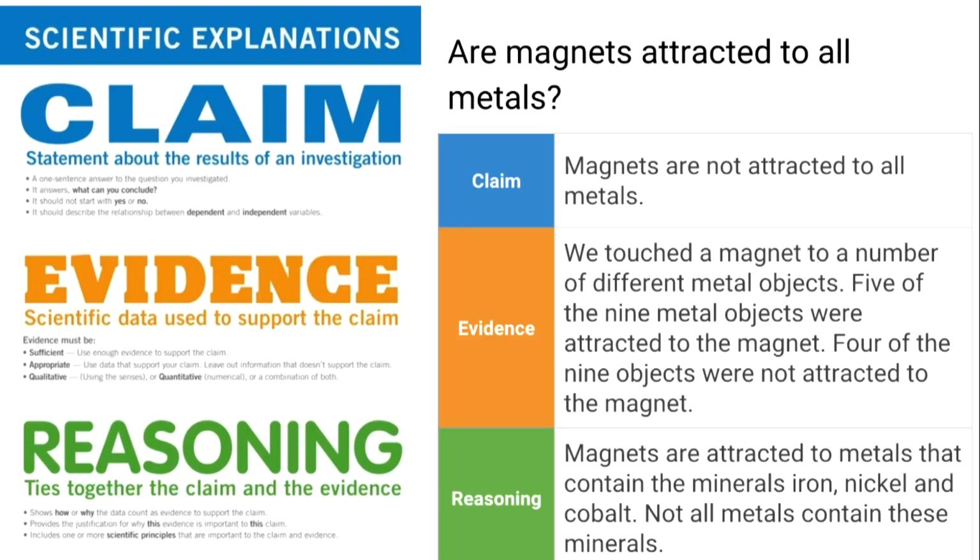And so even having kids reframe parts of the question is a good strategy that we can work on. Yeah, like restating the question, something that you do in ELA, that's basically what we did there. But you don't always have to do that, because sometimes your claim may not match. So ours was magnets are not attracted to all metals, and then we provided our evidence, like y'all did in your examples, and then we pulled out the reasoning at the bottom. Magnets are attracted to metals that contain the minerals iron, nickel, and cobalt. Not all metals contain these minerals.